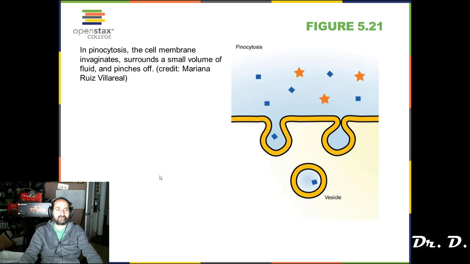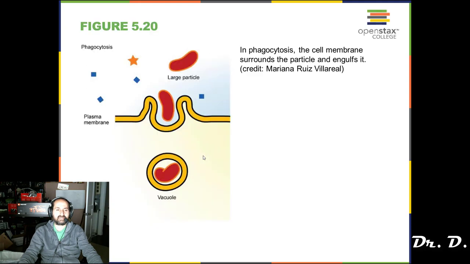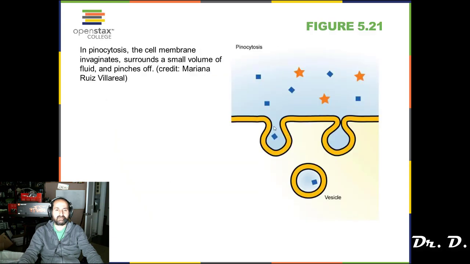Now in pinocytosis, remember, pinocytosis means cellular drinking, because instead of bringing in a solid this way, you're bringing in a liquid this way. So the membrane invaginates, which means fold inward. It pinches until it pinches off and it brings liquids in. And do you see these blue dots and these stars? Those represent any substance that's dissolved in the liquid. Okay, so basically you're bringing solution in, and that solution's not necessarily pure water. It's whatever's dissolved in the pure water as well.